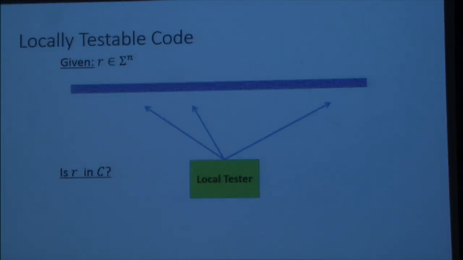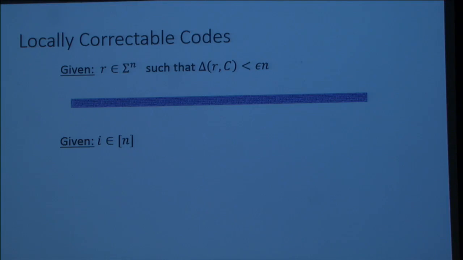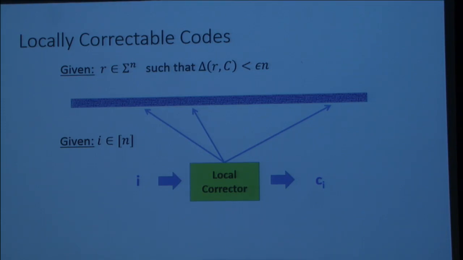So just a cartoon picture: a received word is a corrupted code word. For locally testable codes, you want to decide is r in the code or not. A local tester is an algorithm which will query the code in very few locations and output accept or reject. If it's a true code word, we want to always accept. If it's far from a code word, we want to reject with high probability. And a locally correctable code is given a string r which is not too far from the code. Given a coordinate i, the local corrector will make few queries and output the value of c_i. And this should be correct with high probability for every i.